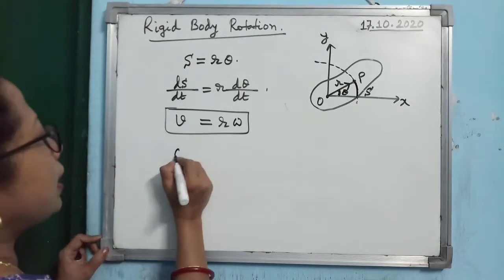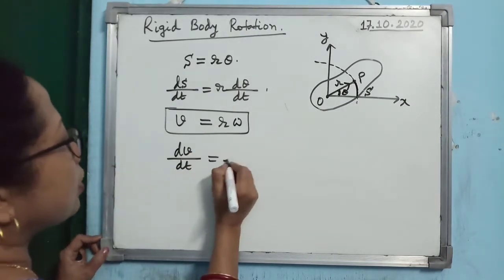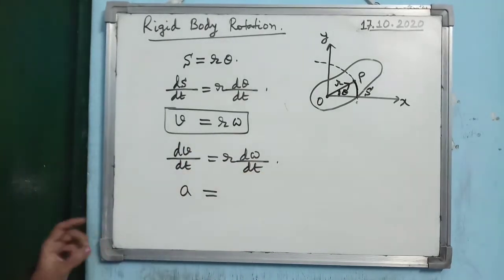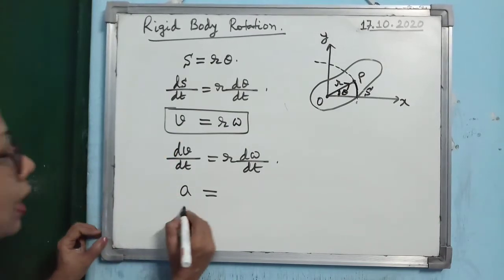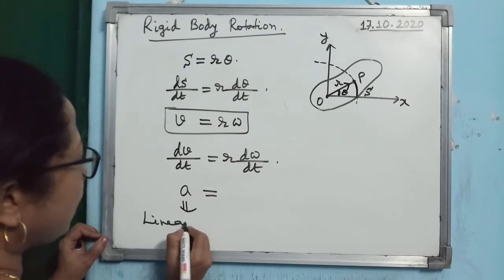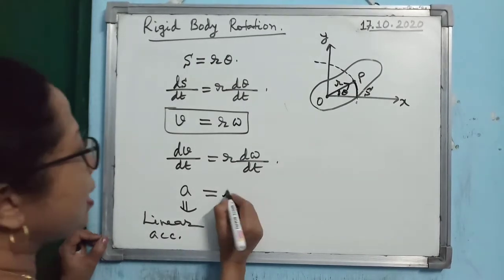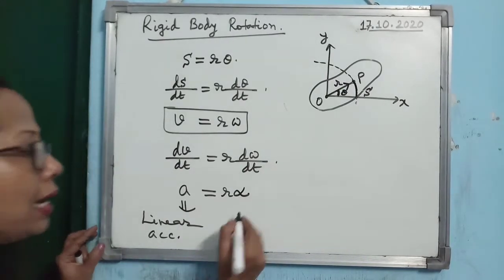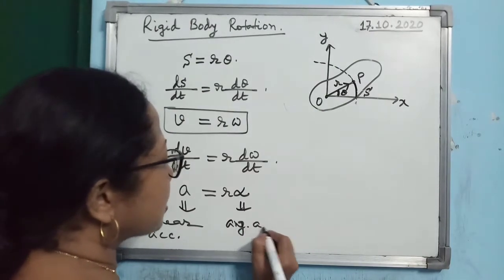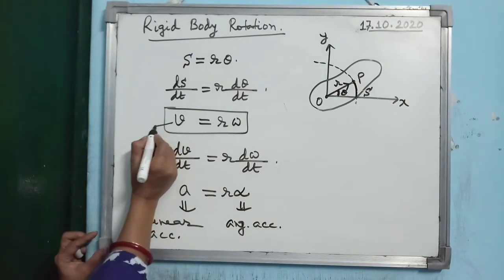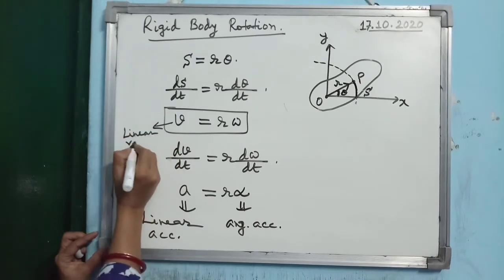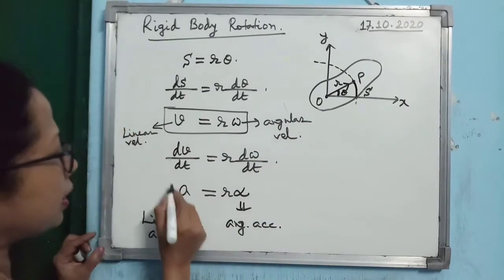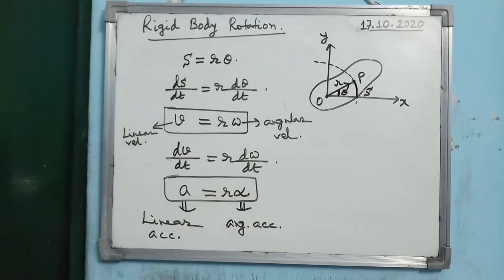Again, if you take the derivative once more, dv/dt you can write as r d omega/dt. So dv/dt is what? Linear acceleration. And d omega/dt, the change in angular velocity with time, we denote by alpha, and alpha is the angular acceleration. v is the linear velocity and omega is the angular velocity. Is that clear? So these are the important relations you are supposed to remember for the rotational motion chapter.